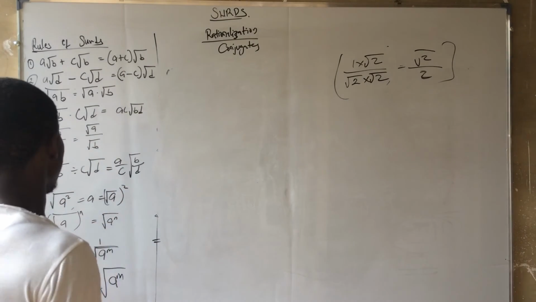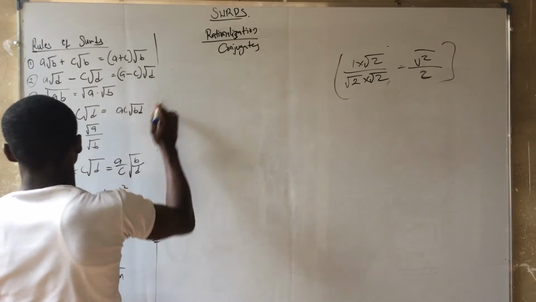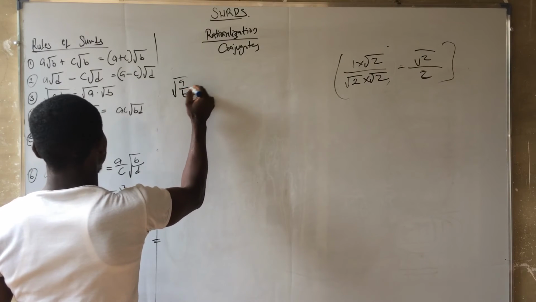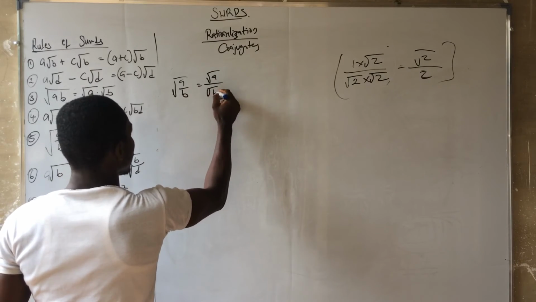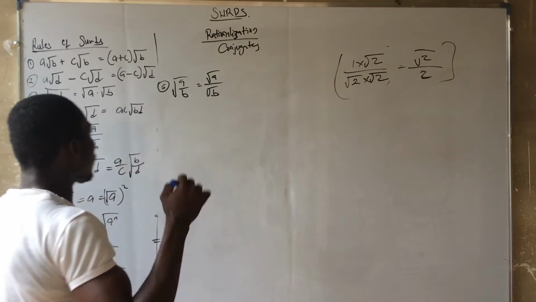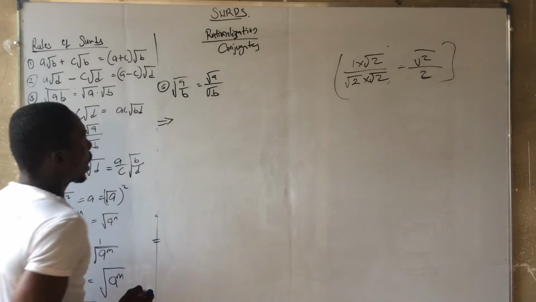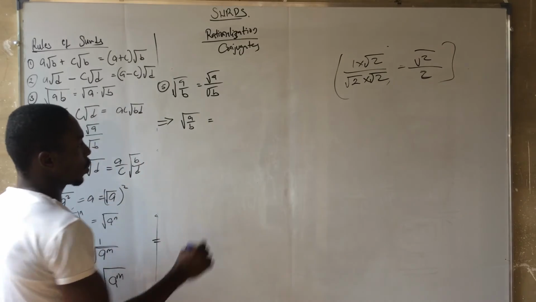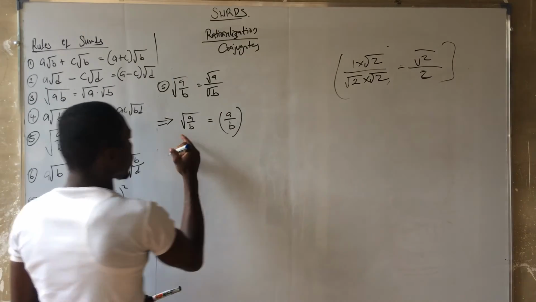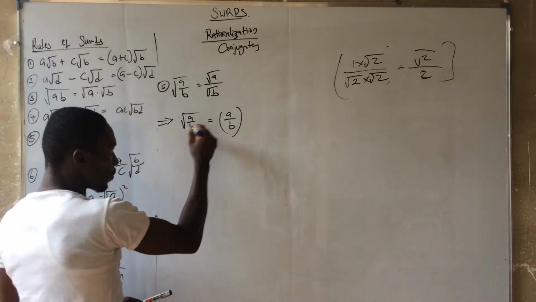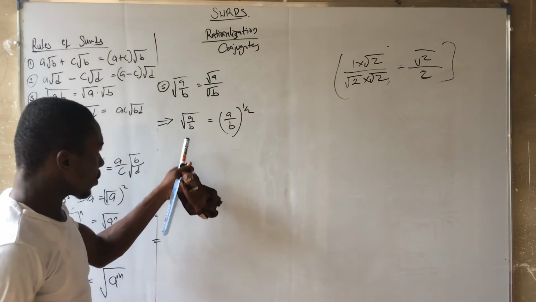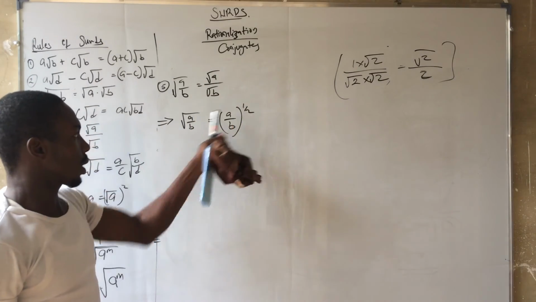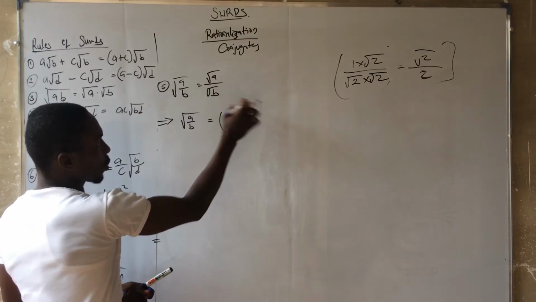So now, proving number 5 as the last. Number 5 says the root of a over b is equal to root a over root b. So what I'm going to do now is prove it from here. I'm going to say that the root of a over b is equal to a over b, all raised to the power 1 over 2. They are the same thing, just that I put the square root function like this.